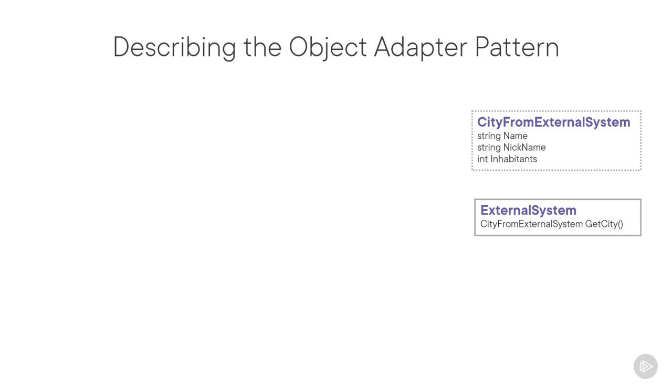But you cannot work with this city from external system class. Your system needs a city class, which consists of a full name property and an inhabitants property, which is a long or int64 instead of a regular int32. So now you somehow need to convert that city from external system into a city. Worded slightly differently, you need to adapt the external system.